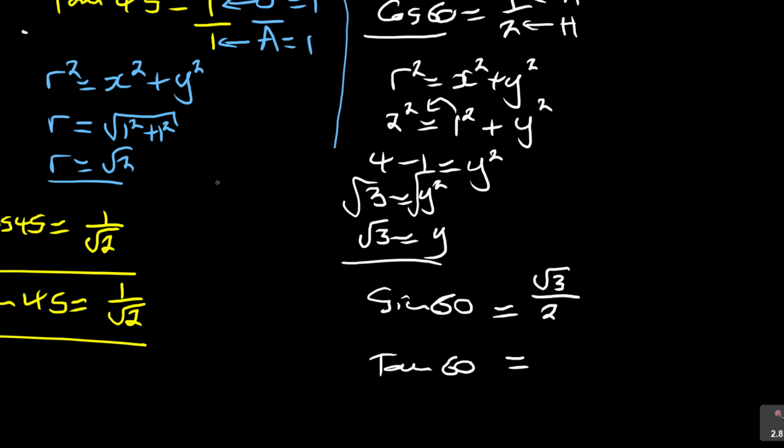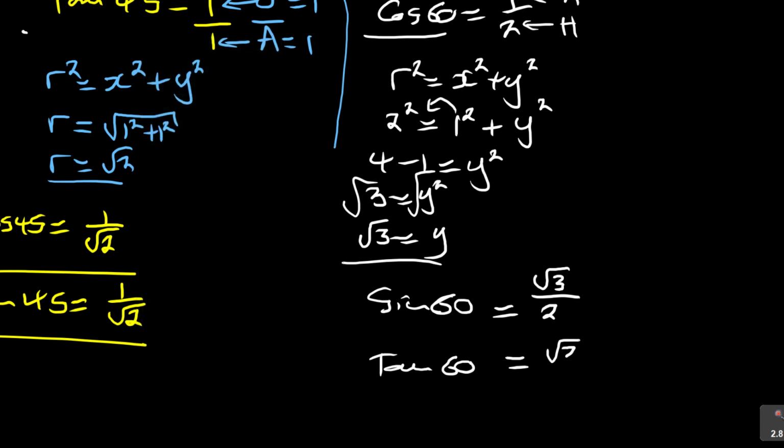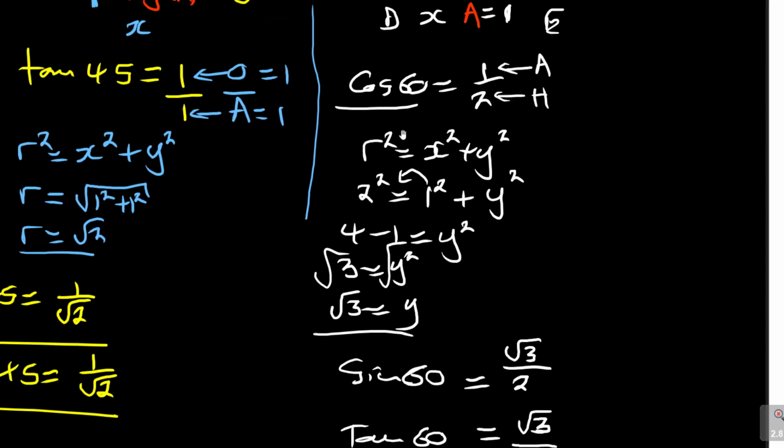What about tan 60? Let's check tan 60. Here, tan 60 is equal to root 3. So I just got root 3, but because there must be a fraction, you just say over 1. You see?